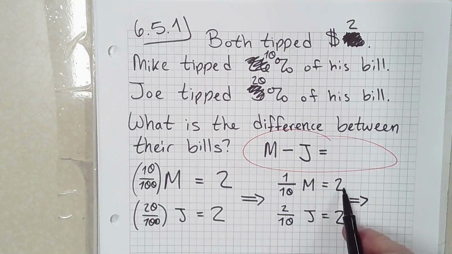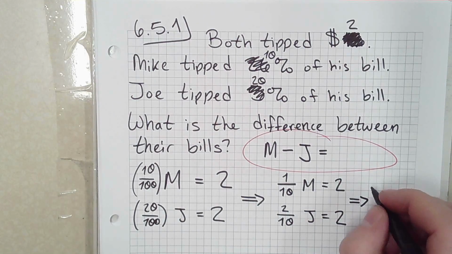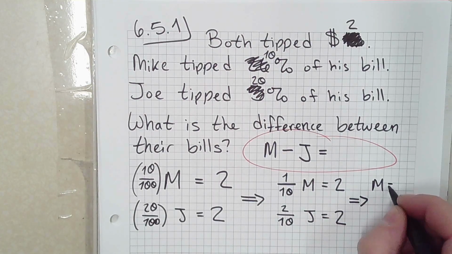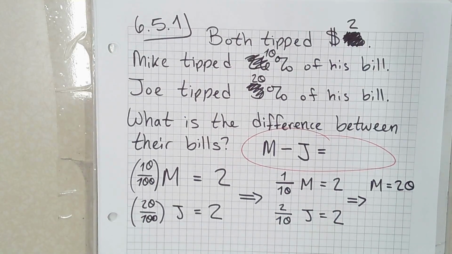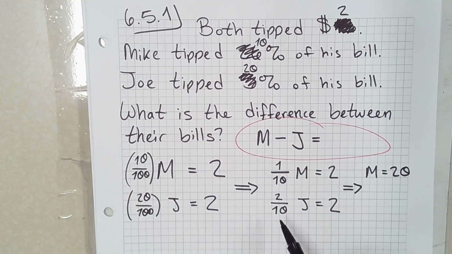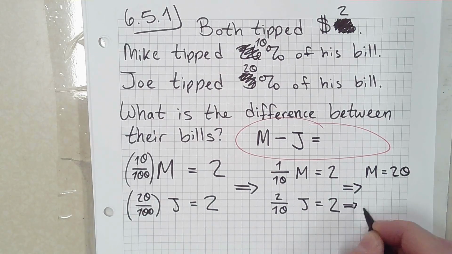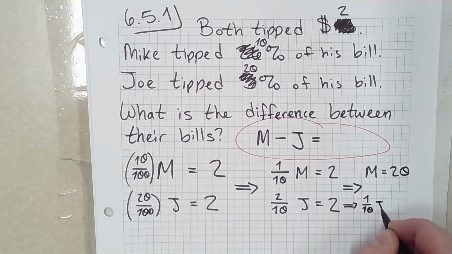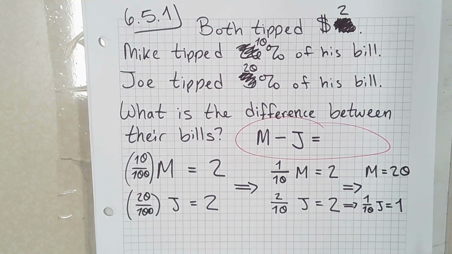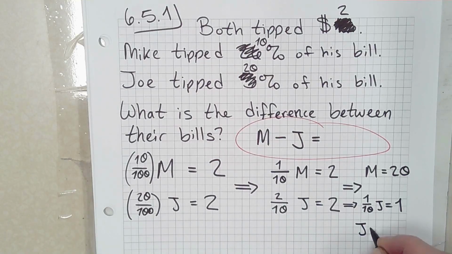Here, I'm going to times by 10, and I'll get 1m. That's what I want. Timesing by 10 gets me m. 10s divide out, and I get 20. So Mike's bill must have been $20. And that makes sense. 10% of $20 is $2. Over here, I'm actually going to divide by 2 first. When I divide by 2, I get 1/10 J equals 1. And that means 10% of Joe's bill should have been $1. So if I times by 10, it reveals that Joe's bill was actually $10.